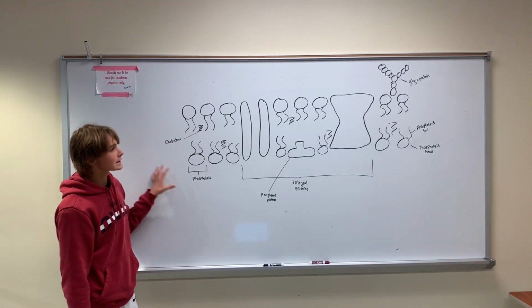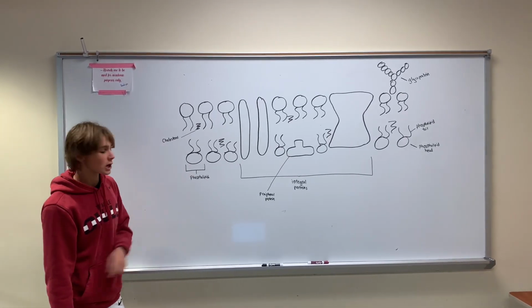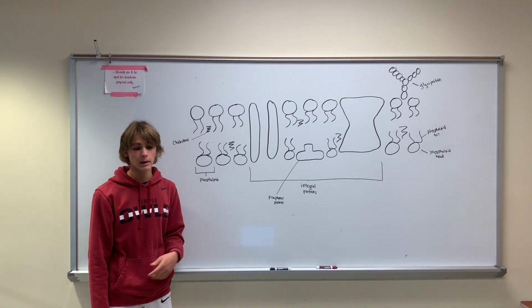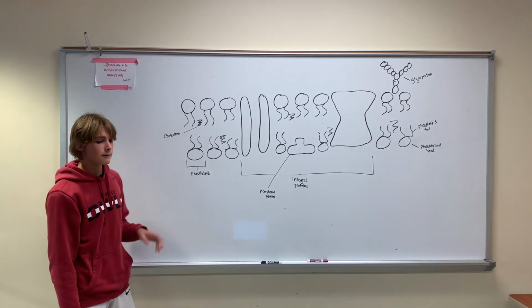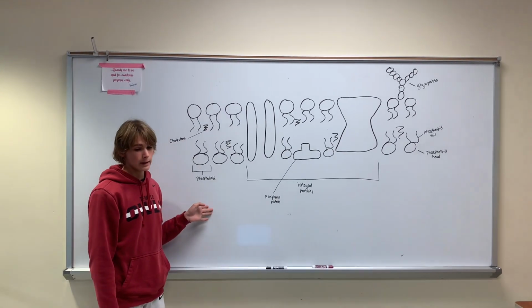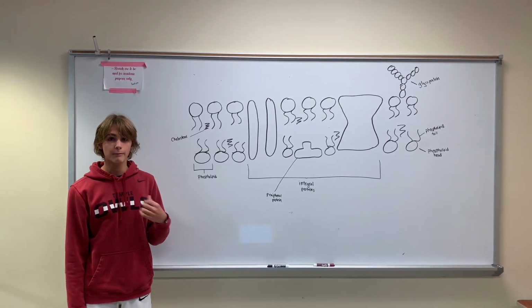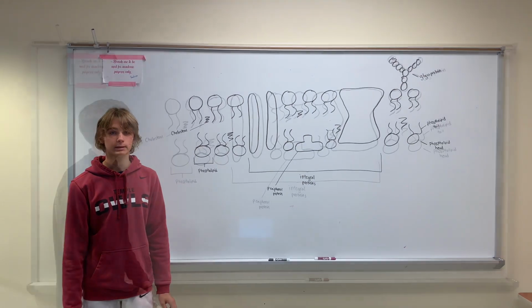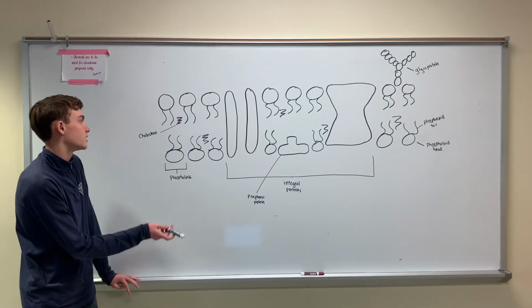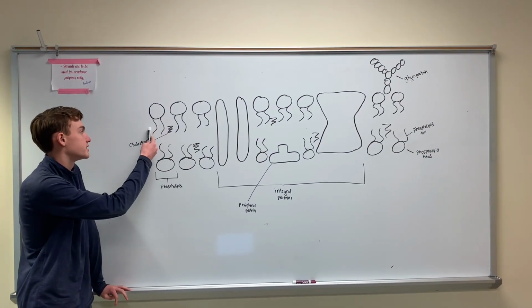Okay, so this is the cell membrane, and first we're going to talk about phospholipids, which are any lipid molecule that contain a phosphate group. Phospholipids are what make up the phospholipid bilayer of the cell membrane, and they are amphipathic, which means that they have both hydrophobic and hydrophilic qualities. Okay, so each phospholipid is made up of two parts, which are the head and the tail.